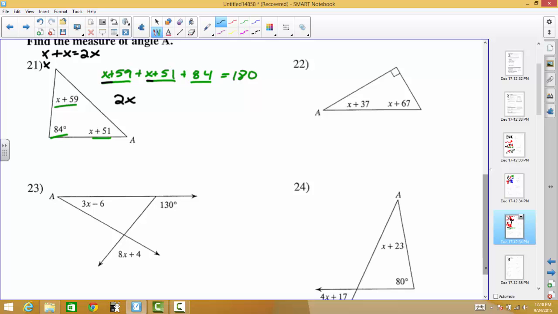X times x is x squared. That's not what we're doing. X plus x is 2x. And then we're going to put the numbers together. So 59 plus 51 plus 84. So 9 plus 1 is 10, plus 4 is 14, 5 and 5 is 10, plus 8 is 18, plus 1 is 19. So we have 2x plus 194 equals 180.